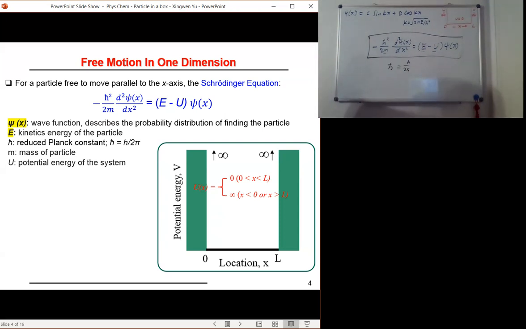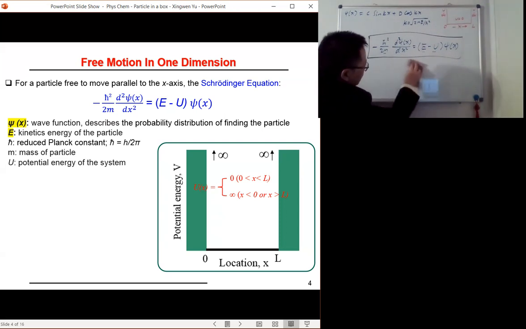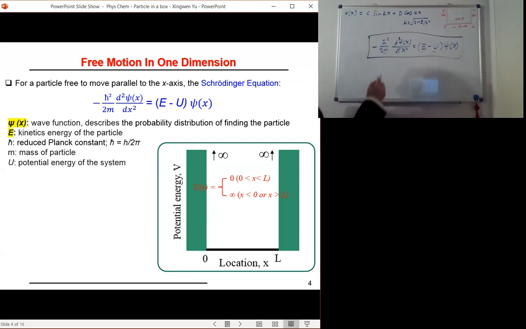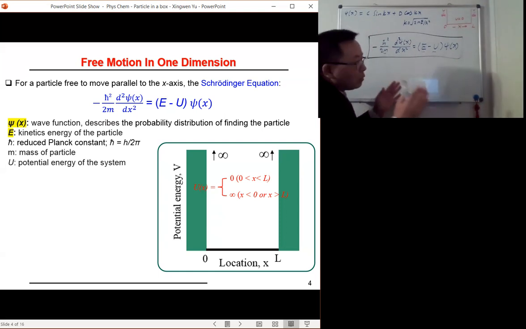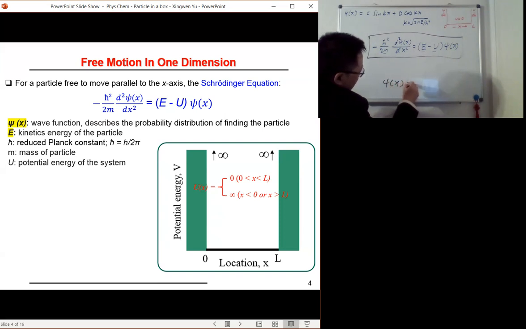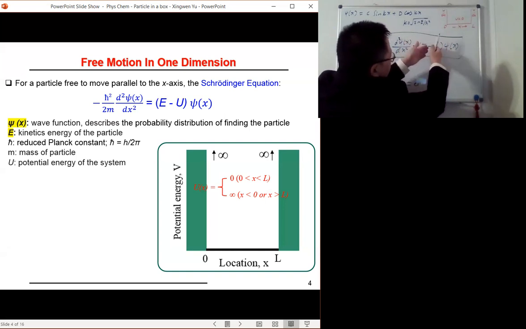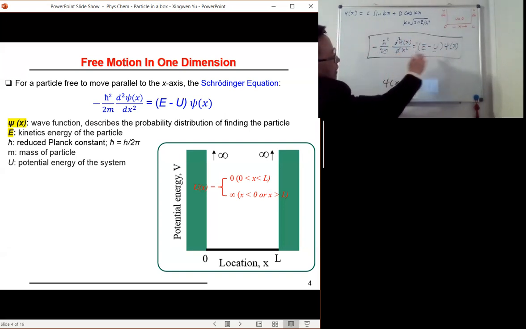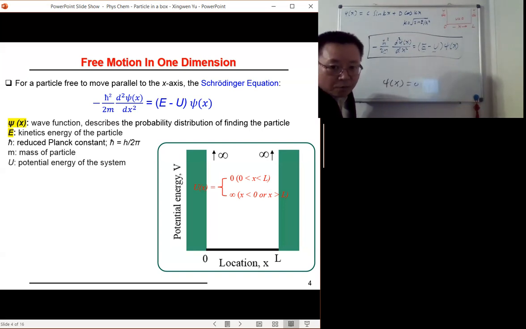Under the particle in a box model, we can write the Schrödinger equation in 2 cases. When the particle is outside of the wall or on the wall, U is infinity, so psi is 0. Because U is infinity, the right hand side term is 0, and psi is 0 everywhere. That means the particle is impossible to be on the wall or outside of the box.